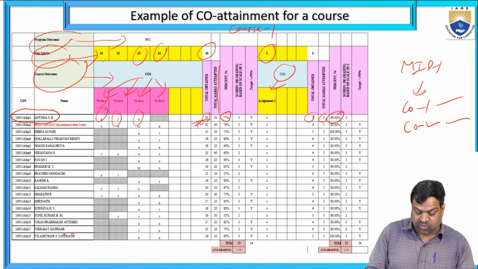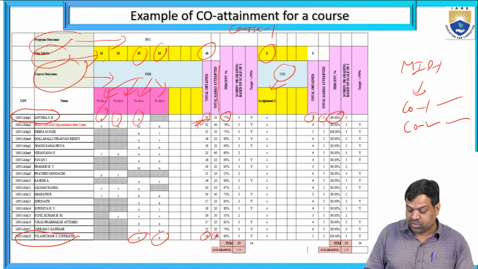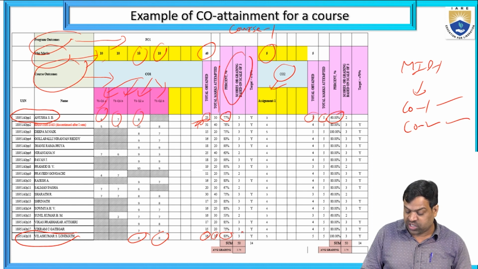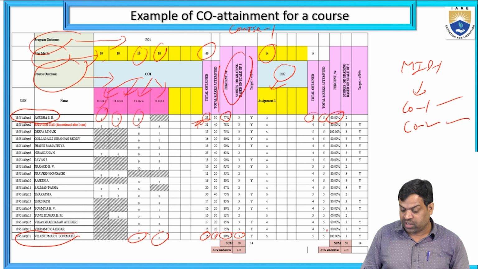Including the assignment marks, the total percentage was 60%. This is also one student, taking one roll number. Here he attempted the 2A question and 2B question. 16 out of 20, which is 80%. Out of 20 marks he attended, he got 16 marks. So 16 by 20 means 80% marks. What is the grade? The score grade means he got 3. Grade 3. In the assignment, out of 5 he got 5. So 16 plus 5, 21. He had 100% for the assignment.